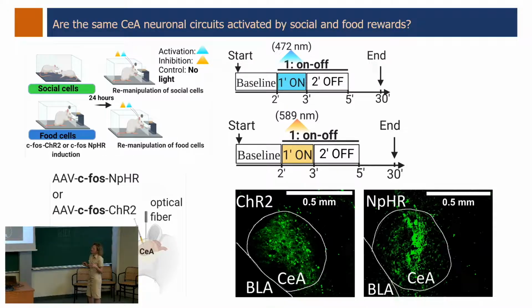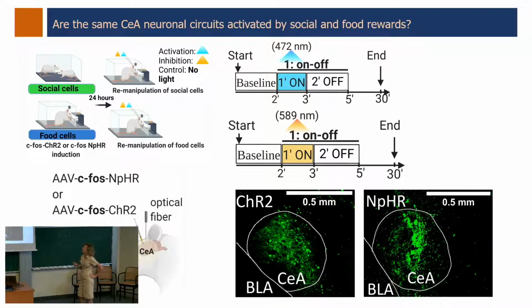We wanted to have some hints, and that's why we performed this experiment. We used the construct that is under control of Cephus promoter. So we marked the social cells and food cells, the same behavioral protocols as I described earlier, and then manipulated these cells when rats were pressing the lever for food.